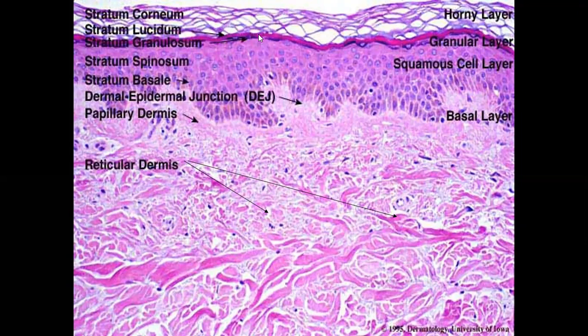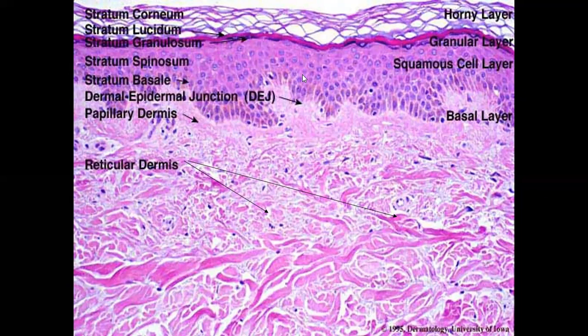Then beneath the stratum lucidum there is a granular cell layer. The keratinocytes here have a granular cytoplasm, and hence it is called the granular layer. Then beneath the granular layer, there is a few cell thick stratum spinosum or the spinous cell layer. And below the stratum spinosum, the last layer comprises columnar cells, which are interspersed with the melanocytes. This is the basal layer or stratum basale.